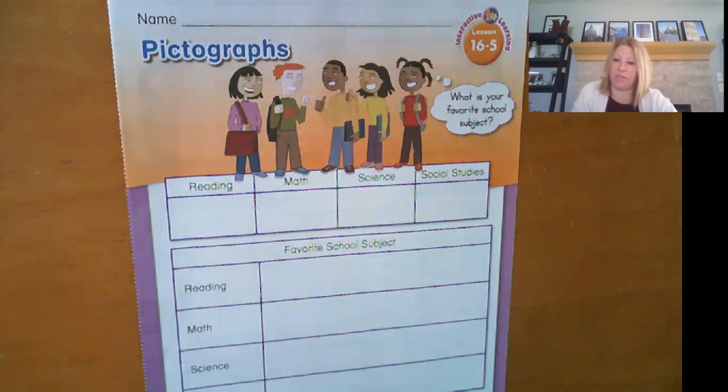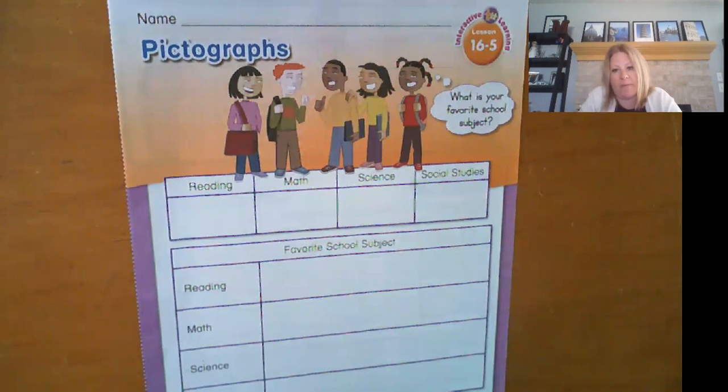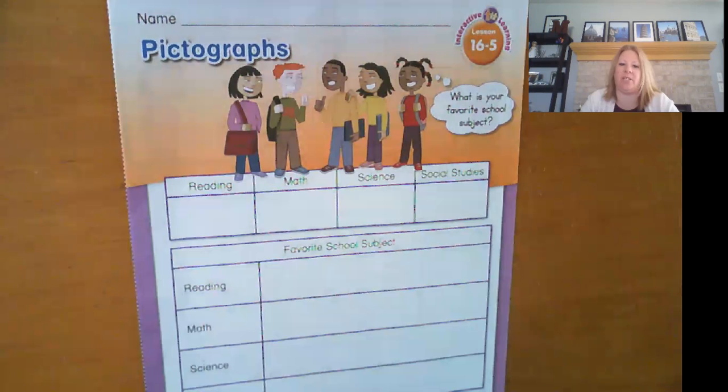Okay, guys, I'm back with 16-5, our next math lesson. We're almost done. We're in the final lap, I guess you could say. So 16-5 is pictographs, a different type of graph.